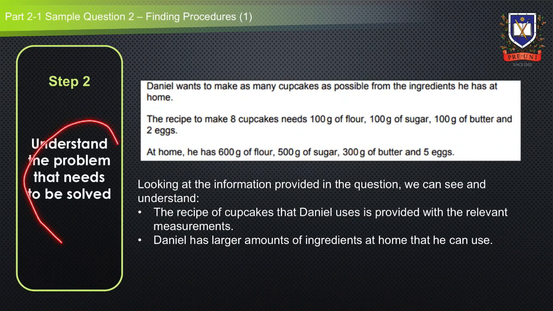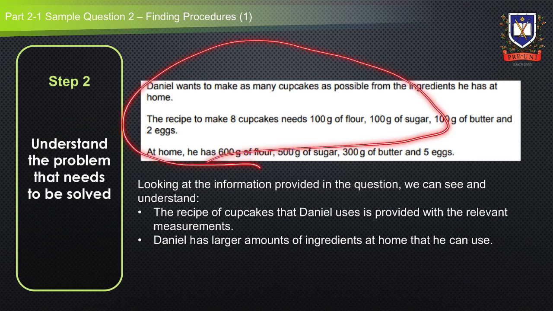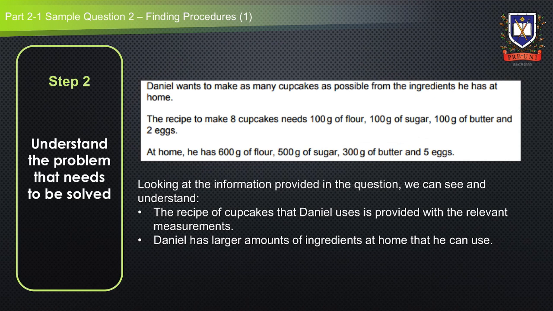Step 2 is to understand the problem that needs to be solved. Looking at the information provided in the question, we can see and understand that the recipe of cupcakes that Daniel uses is provided with the relevant measurements, and we also understand that Daniel has larger amounts of ingredients at home than he can use.